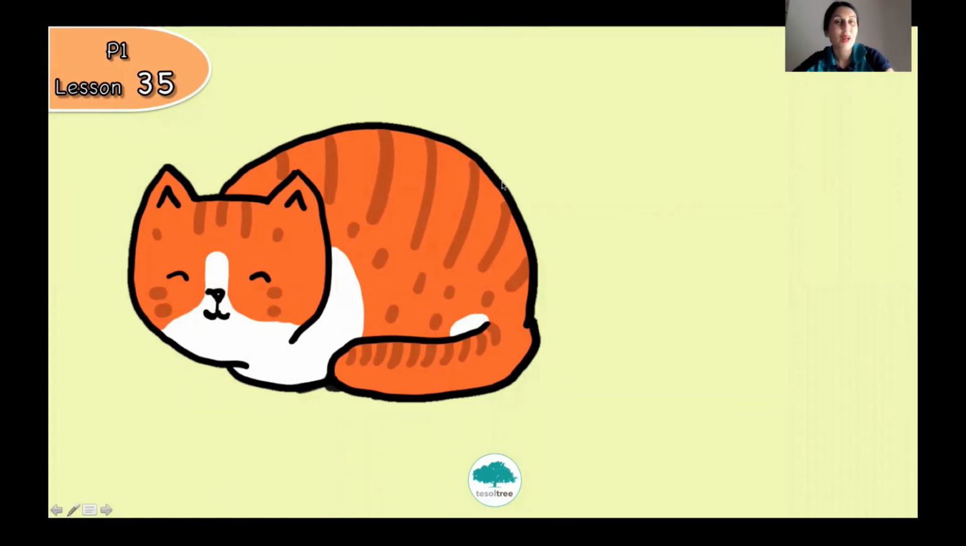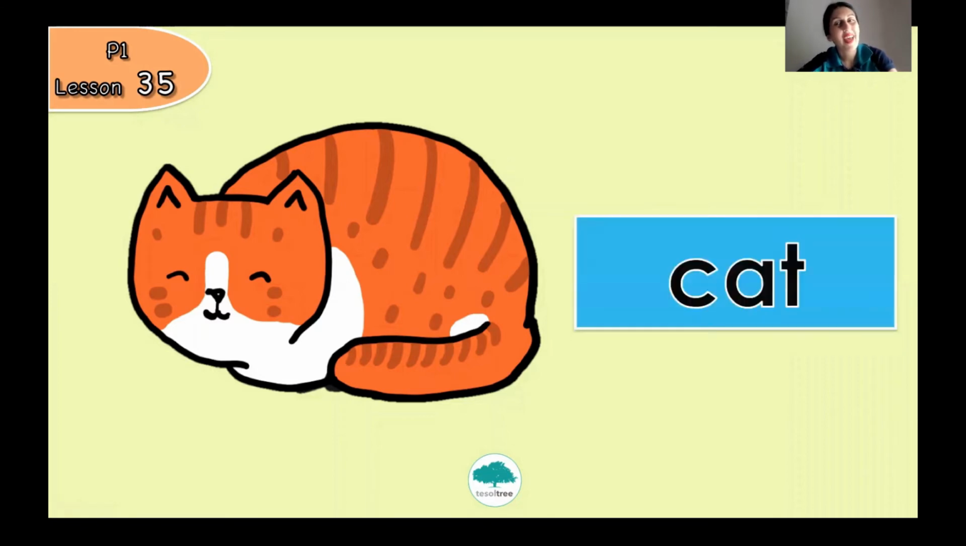And can you tell me what is this? We can see many cats on the street. Very good. This is a cat. C-A-T. Could you repeat? It's a cat. Great. P1. So we know many new words now.